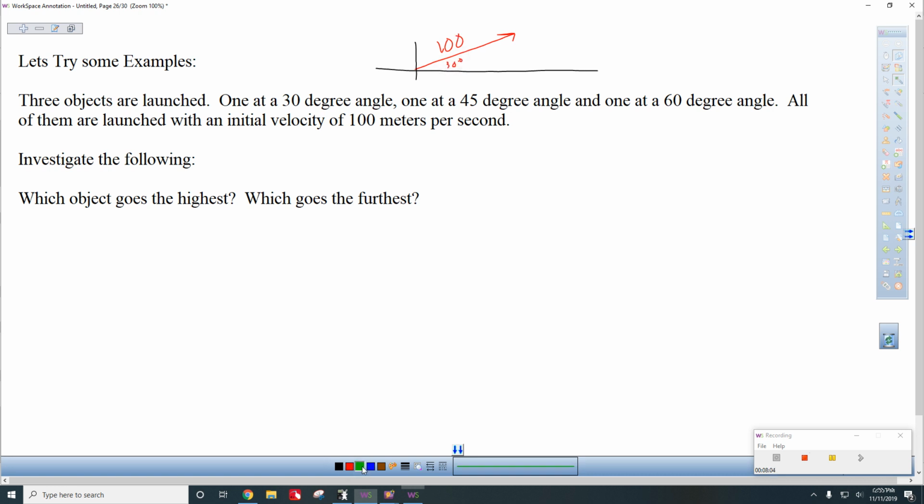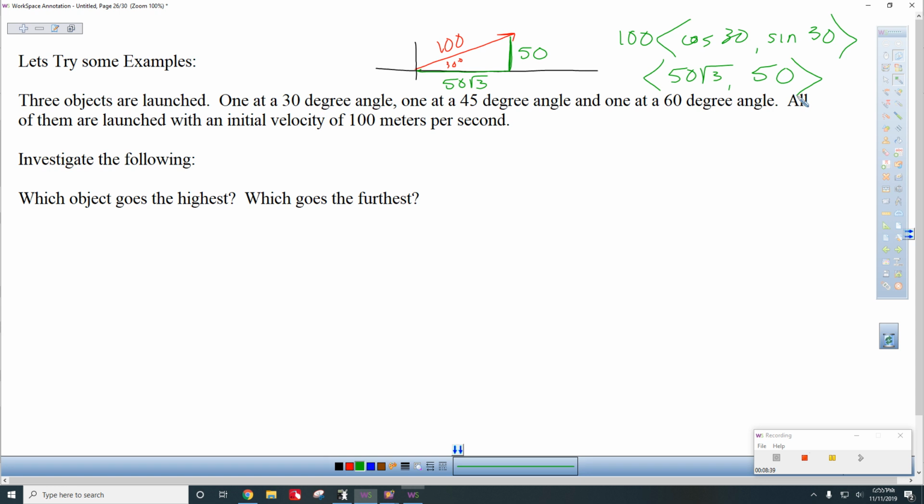Well, if we break that up into the components, the fastest way to do it is to use your special right triangles. This would be 50, and this would be 50 radical 3. Now, if you did 100 times cosine of 30, comma sine of 30, and you might want to actually pause the video and do this, you would get 50 radical 3, comma 50. So that's exactly what we have. Okay?